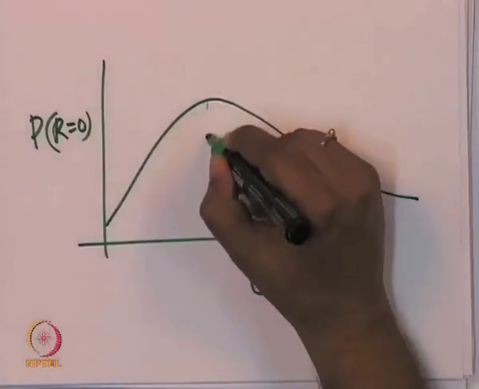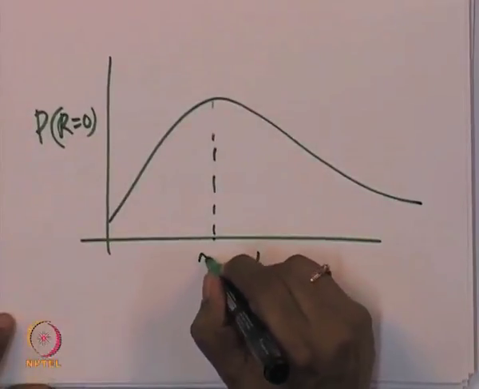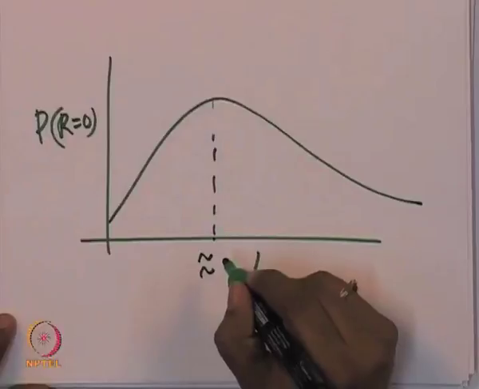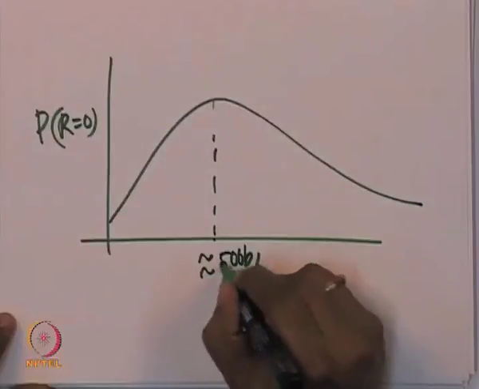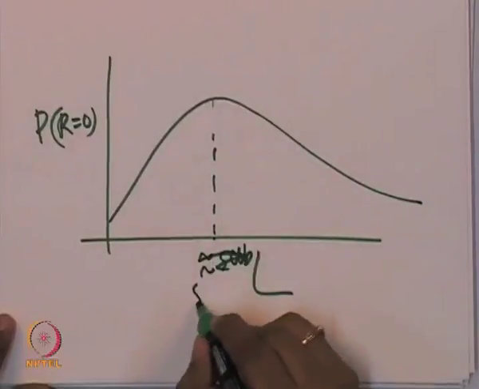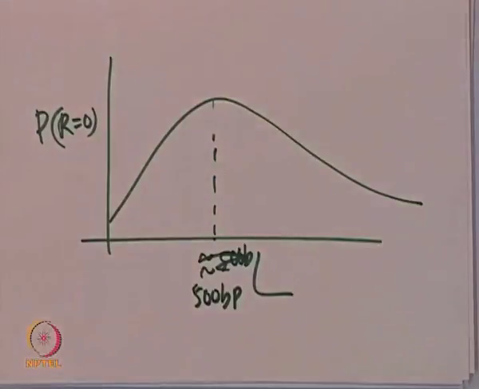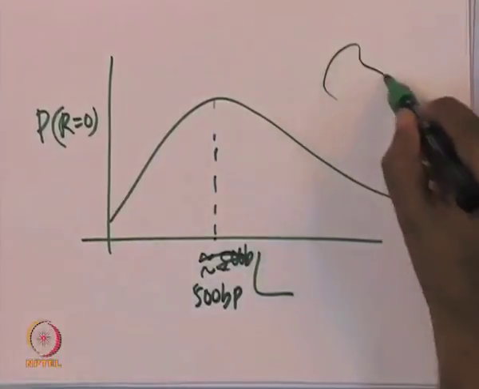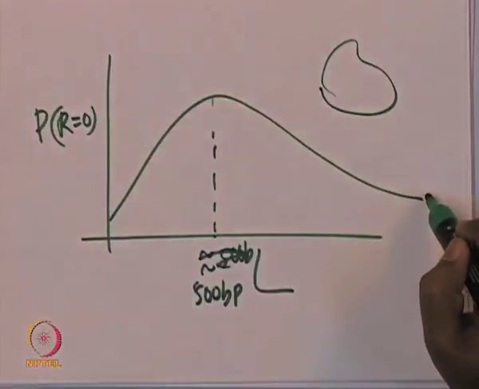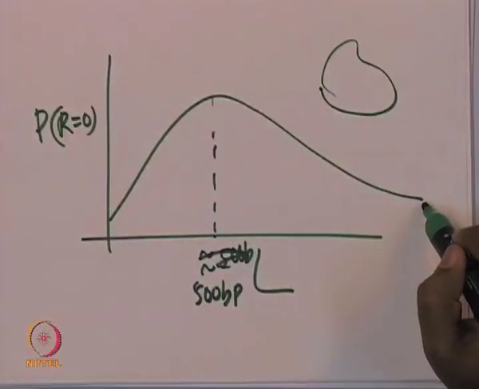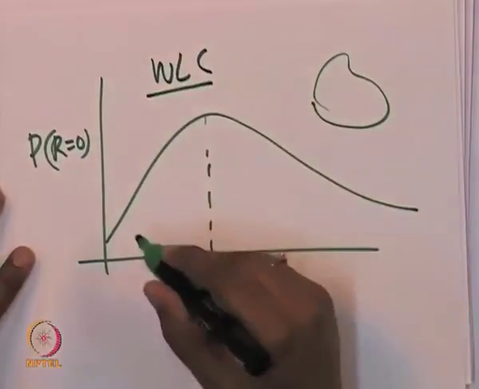I would not discuss the detail here, but this has a non-monotonic shape. That means there is a particular length, and this length turns out to be close to 4 times the persistence length, which is very close to 500 base pairs. This has the maximum probability to form a loop like this. So for very short DNA, it is highly less probable. For large DNA, this is again much less probable. According to the worm-like chain model of the DNA, this is the P of r.